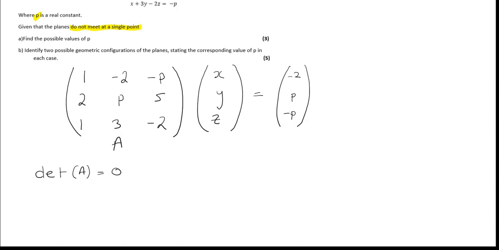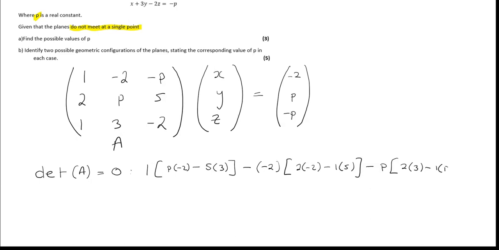Therefore, let's do the det of A. It's going to be 1 times p multiplied by -2, take away 5 times 3, minus, and then there's a minus 2 on the outside anyway, times 2 times -2, take away 1 times 5, and finally it's plus the last one, but it's minus p, so minus p times 2 multiplied by 3, take away 1 times p.